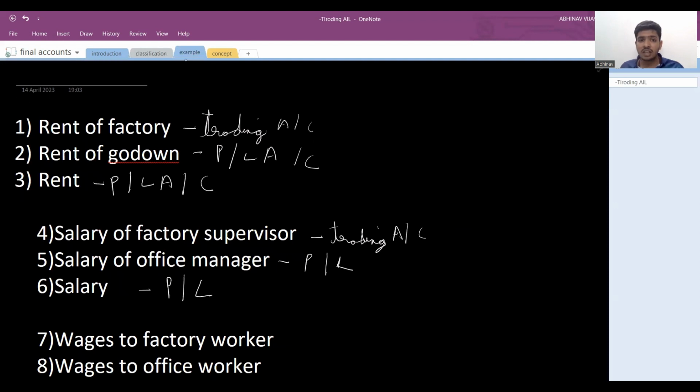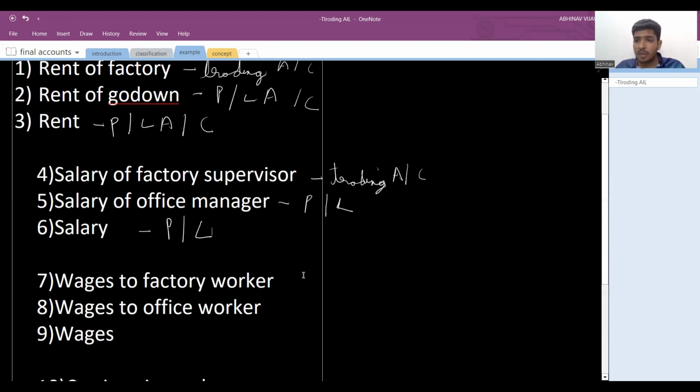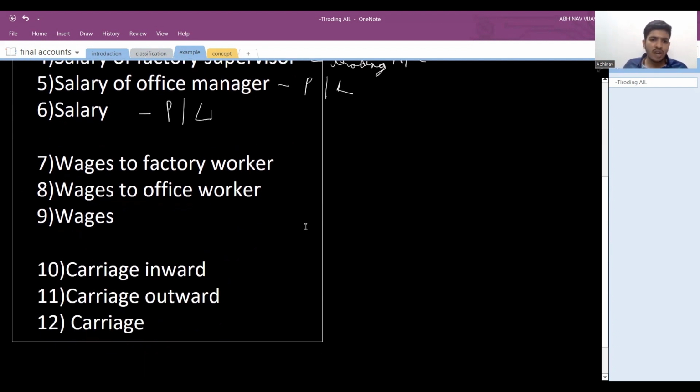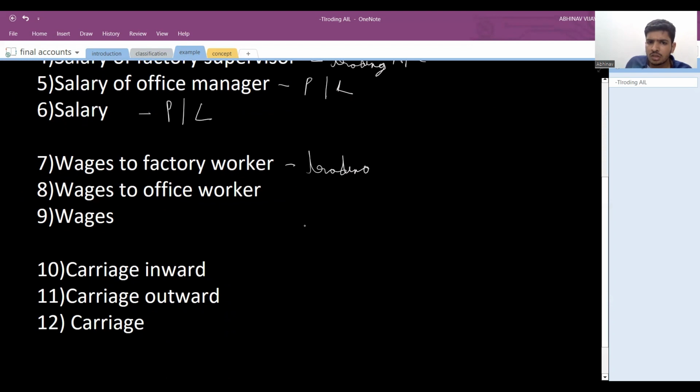We have not even started the enjoyment part of this chapter yet. I'm just giving you cases where the examiner might trouble you, because after these cases, we're going to go into proper questions and the proper concept of final accounts, where you're going to start enjoying fully. Now, next, wages to factory worker. What is wages to a factory worker? It's within the factory. It's a normal direct expense of trading. Factory to office worker.